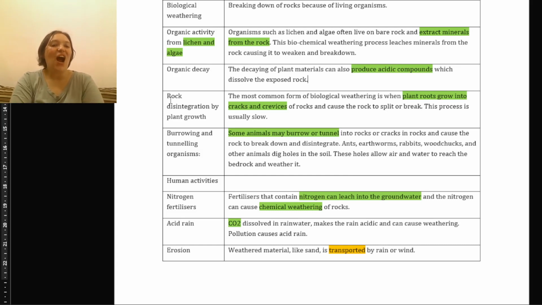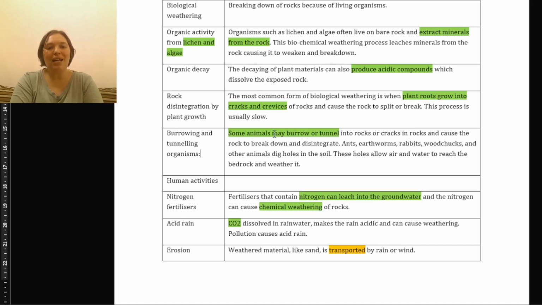Okay, then rocks can disintegrate by plant growth. The most common form of biological weathering is when plant roots grow into cracks and crevices of the rock and cause the rock to split or break. So the roots grow, and as the plant grows, the root gets bigger and bigger and makes the cracks wider, and then the rock splits. This is a very slow process because you have to wait for the root to grow big enough to split the rock. Okay, then we also have burrowing and tunneling organisms.